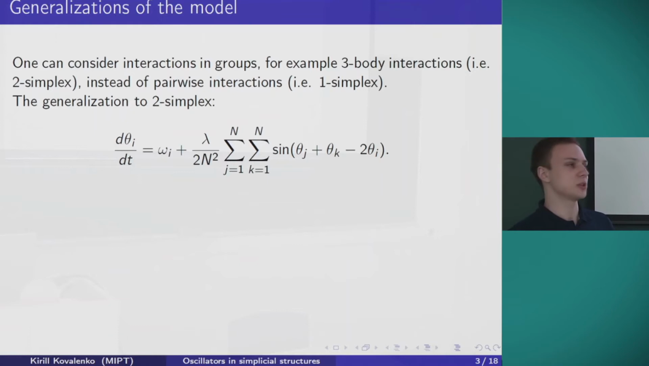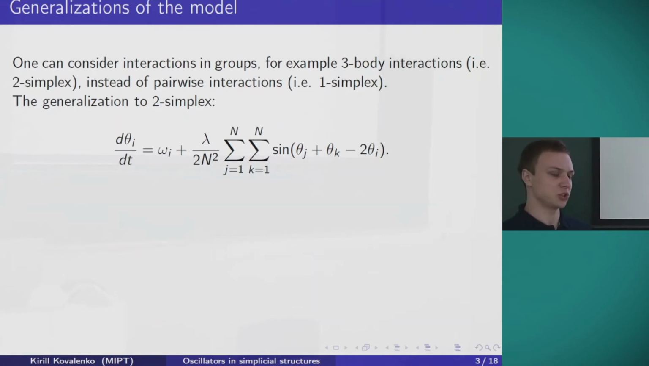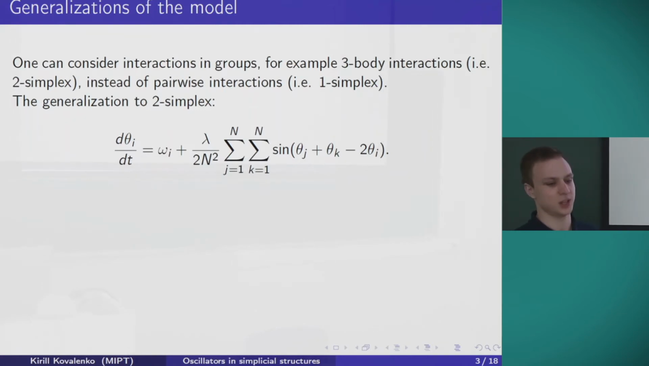Of course, after that, there was a great number of generalizations of this model, which could be applied to even more complex systems. One direction of generalization is considering not only two-body interactions, which is called one simplex. Thanks to Karin for introducing this term. And maybe, for example, introducing three-body interactions, which is two simplex, or four-body interactions, which is three simplex. On the slide, you can see the generalization to two simplex interaction. Now we have overall triangles, and the strength of the coupling is not equal to the sum of the coupling of pairwise interactions. So it's different and has different properties.